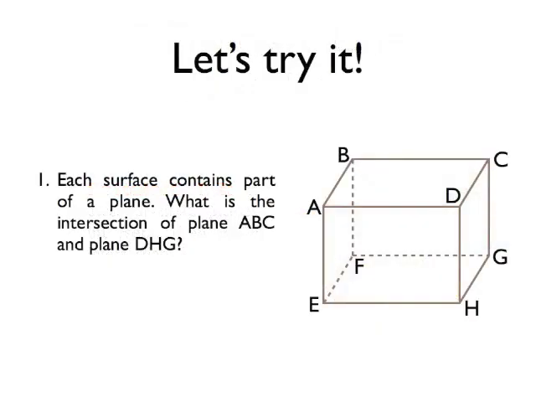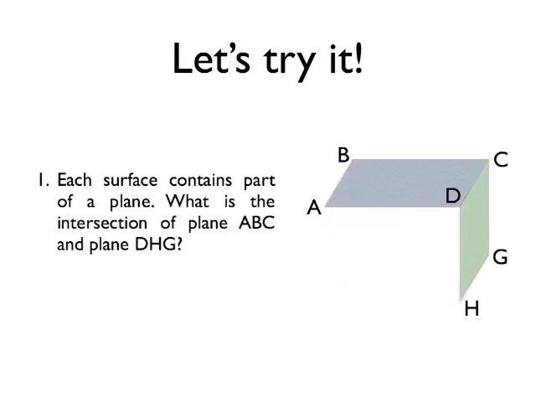Okay, let's try this. Each surface of this prism contains part of a plane. What is the intersection of plane ABC and plane DHG? Well, once again, I strongly recommend to simplify the figure. So here we have our 2 planes. Let's get rid of everything. And you will notice that they intersect right there where we have the points D and C. So since it's 2 planes intersecting, they intersect in 1 line.